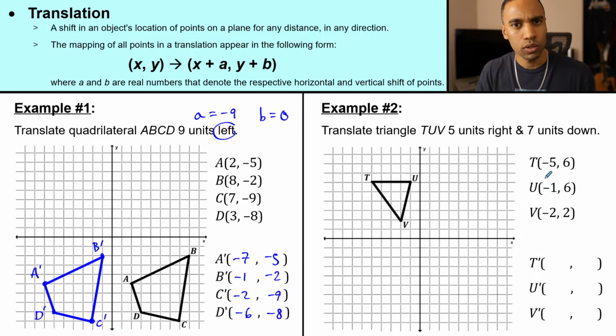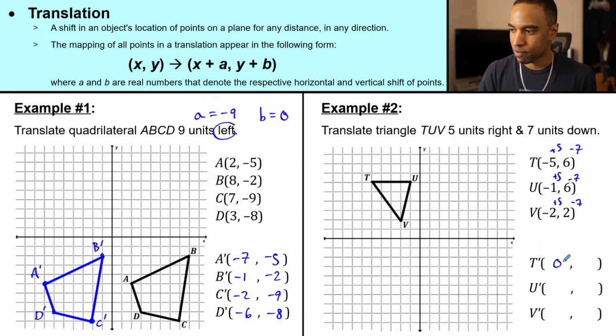And here this time, let's do a little more mental math, if that's cool. I'm going to do these numbers. It says 5 units right and 7 units down. So here I'm going to do +5 minus 7. I'll just put them right here. +5 minus 7, +5 minus 7, +5 minus 7. That sounds good. -5 plus 5 is 0. 6 minus 7 is -1. I'll plot them afterward. -1 plus 5 is 4. 6 minus 7 is -1. -2 plus 5 is 3. 2 minus 7 is -5. So now let's plot those points there.